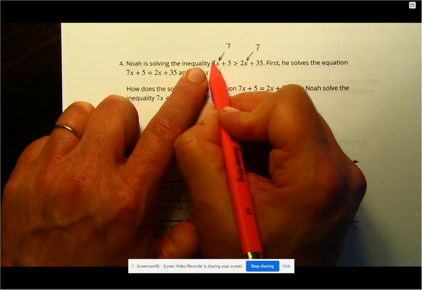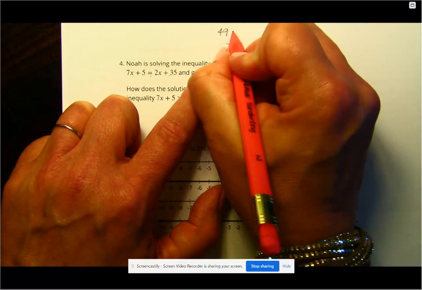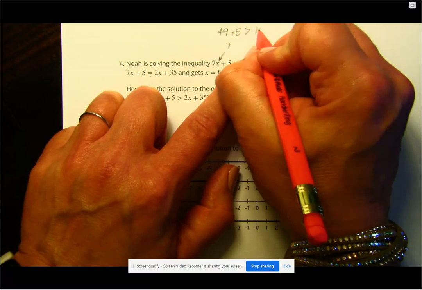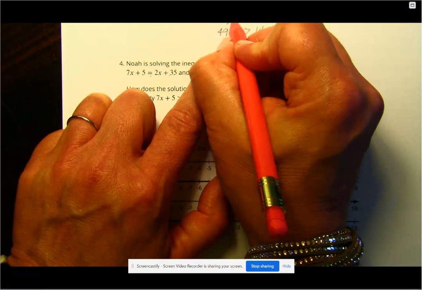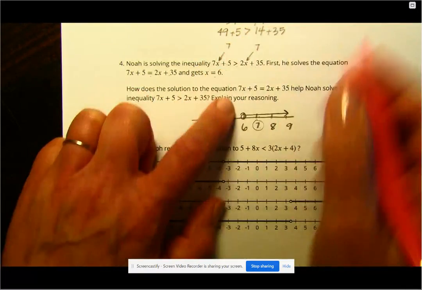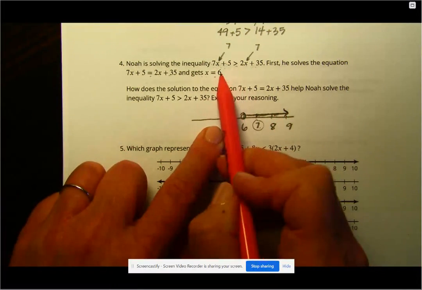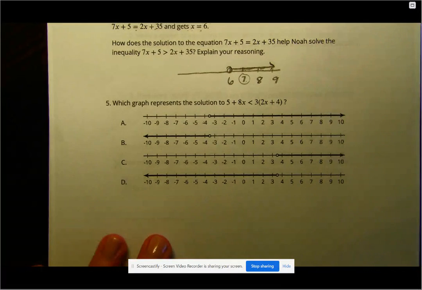So let's just try this. 7 times 7 is 49. 49 plus 5. Is that bigger than 2 times 7 plus 35? Is 54 greater than 49? Yes, it is. 7 is a solution, so all of these are working. So solving the equation helps you find the boundary. And then you can either reason or plug in to see which side of that boundary holds the solution set, or all of the solutions.